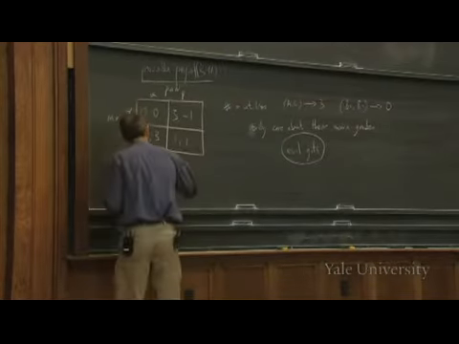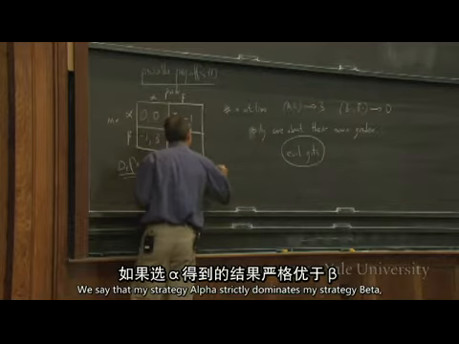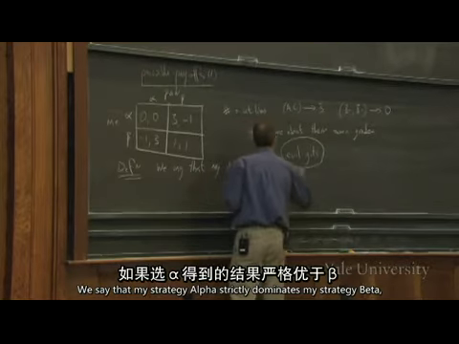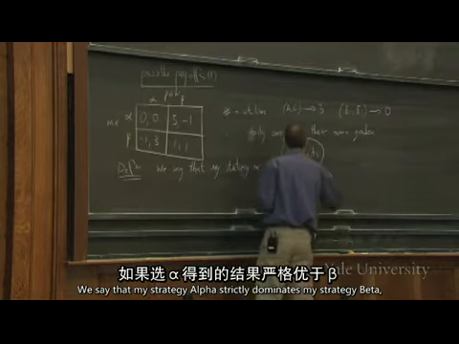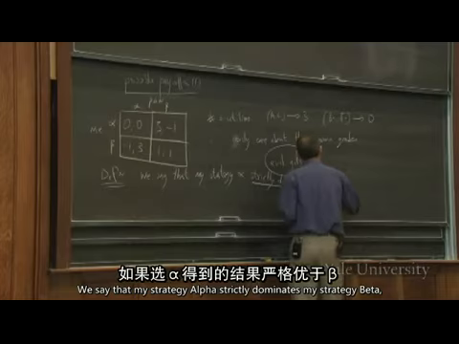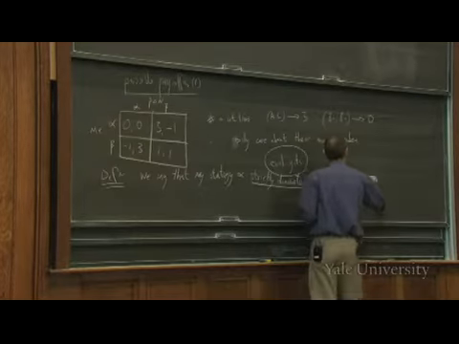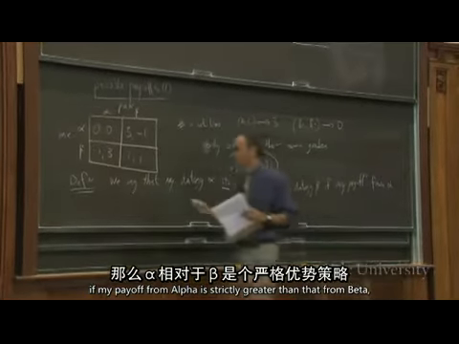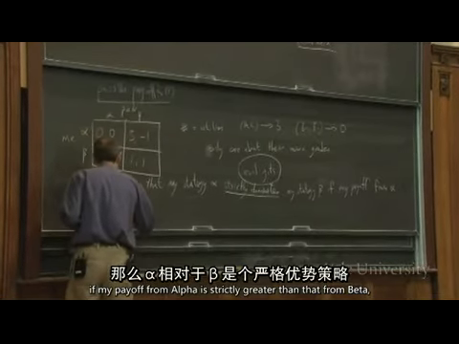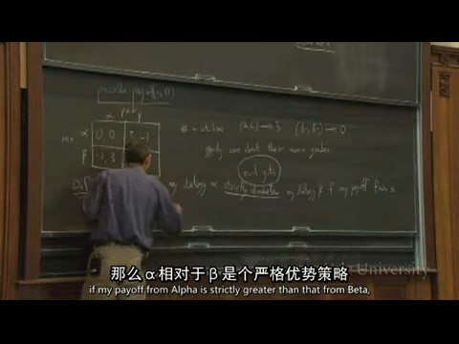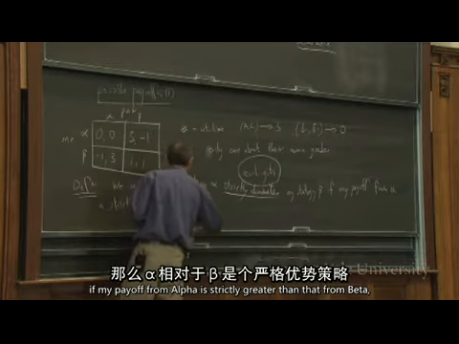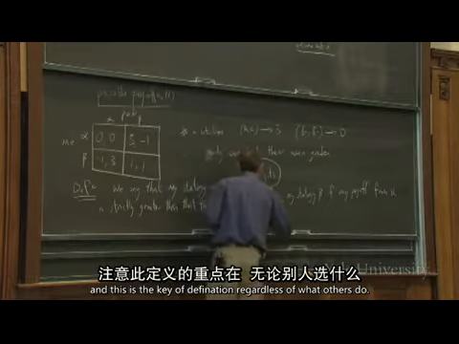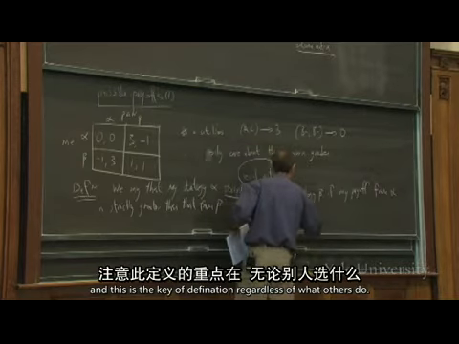Definition. We say that my strategy alpha strictly dominates my strategy beta if my payoff from alpha is strictly greater than that from beta, and this is the key part of the definition, regardless of what others do.